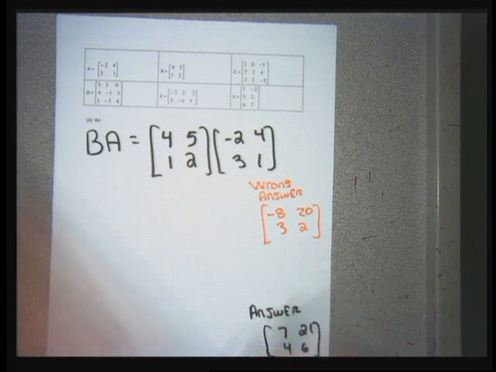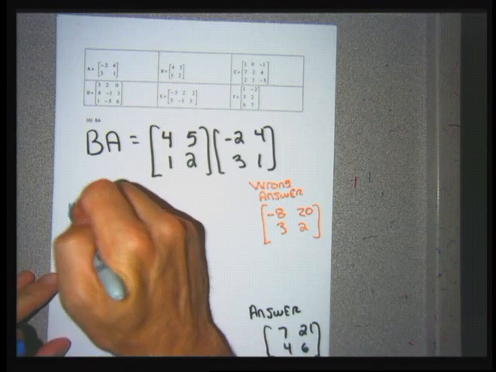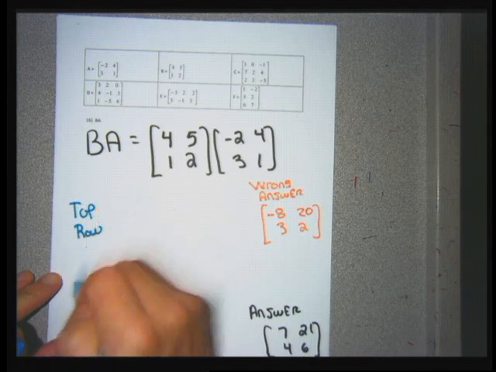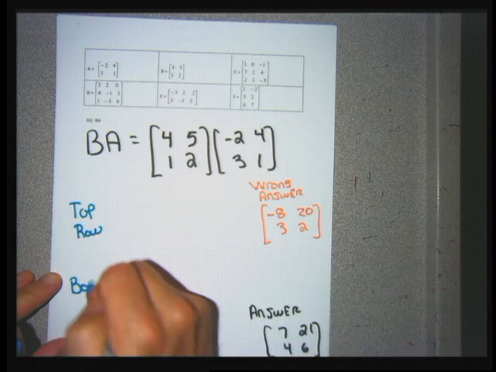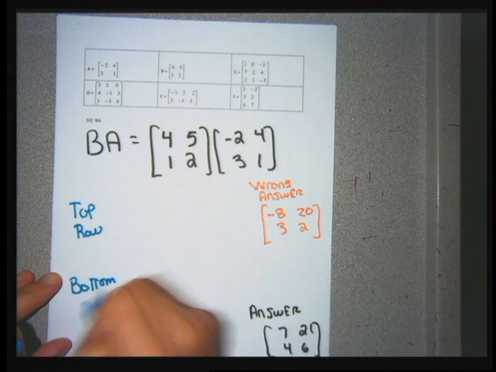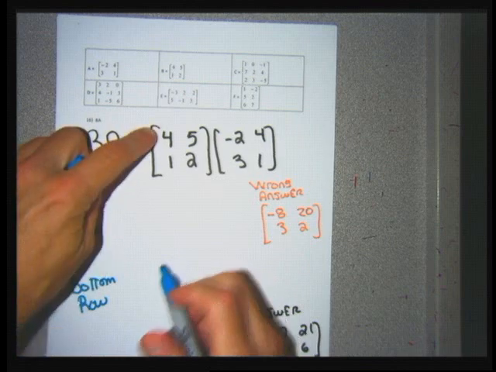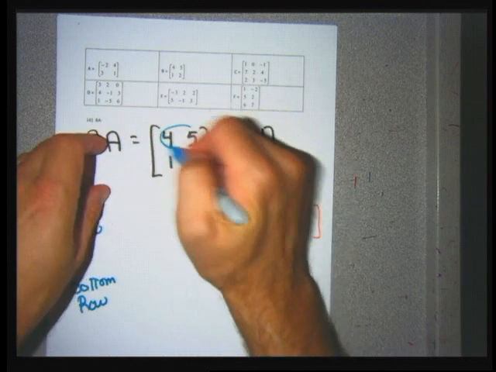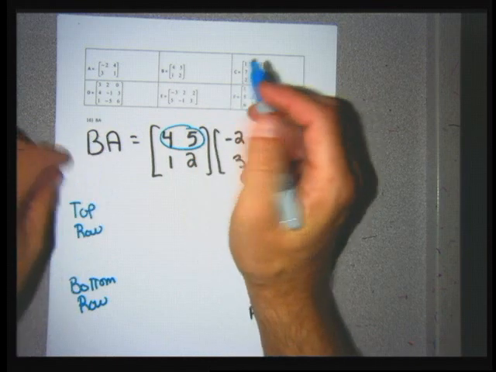So to do matrix multiplication, first thing I do is I'm going to get one row at a time. My answer has a top row and a bottom row. And I'm going to get my numbers one number at a time. To get my top row, I need to use the top row of the B matrix. I'm going to take this top row and write it as a column.